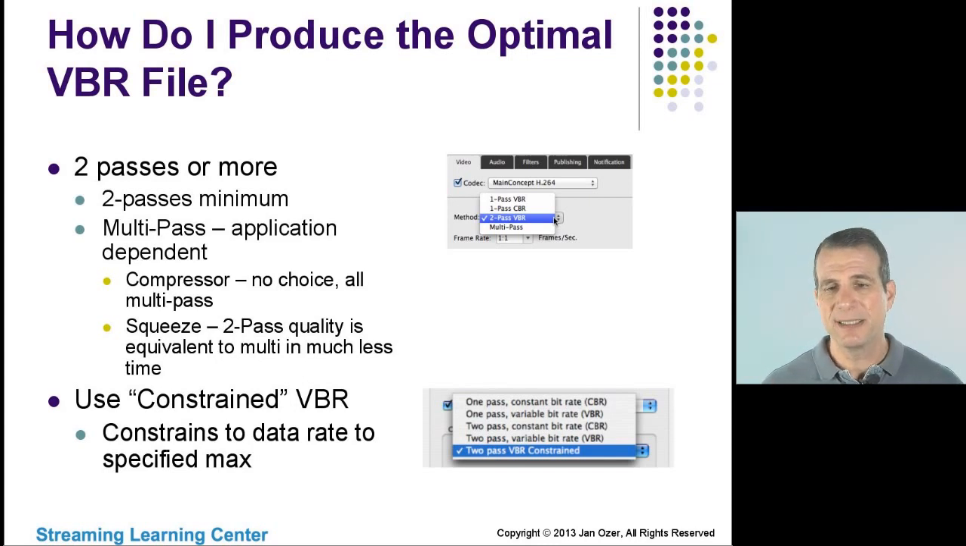So that's number 1. You've got to use 2 passes or more. Number 2 is when you're encoding for streaming, you have to encode using what's called constrained VBR. And what that does is it constrains the maximum and sometimes the minimum data rate to either a set number or a percentage of the target bit rate.